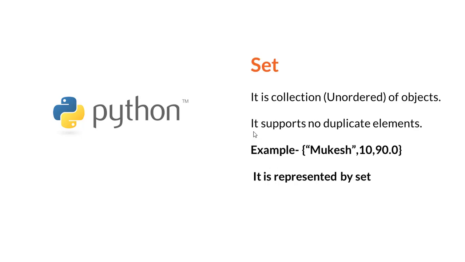The next is set. It is also a collection of objects, but one thing we need to notice here is that it is unordered. The main important difference is it does not support duplicate elements. Whatever values you have will all be unique in a set. It is represented in curly brackets and you can have a number of values here. Again, there's no type restriction when it comes to list, set, dictionary or tuple. You can have a number of data without any type restriction, and it is represented by set.